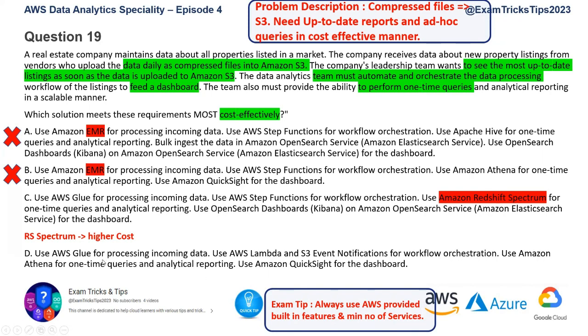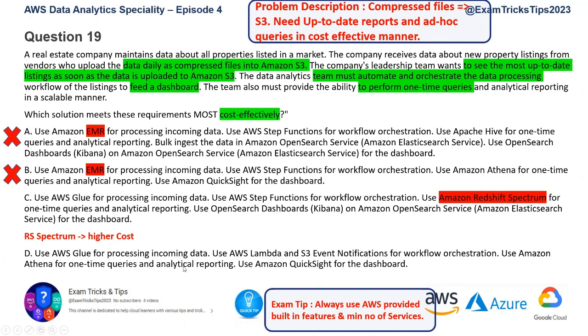Option D uses AWS Glue, which is already part of the solution. We're using Lambda and S3 notification, so basically built-in features of S3 to make sure the data is up to date by sending event notifications, and then using Athena and QuickSight for analytical reporting and dashboards. This is a much more cost-effective solution because you are using cost-effective services, as well as making use of existing service features to cater to the requirement. This event notification caters to the requirement around up-to-date listing as soon as the data is uploaded.